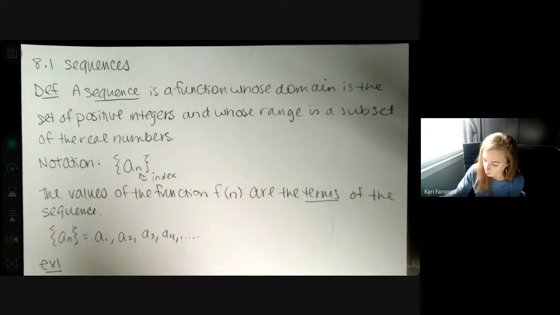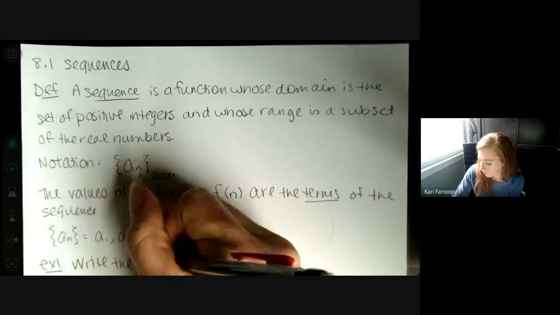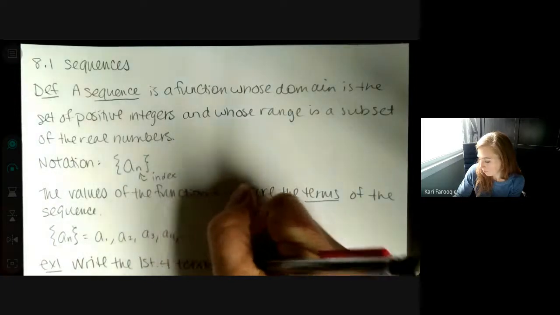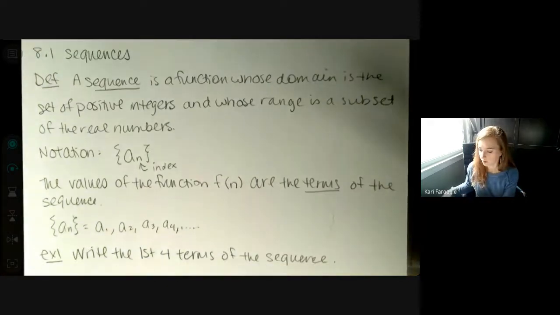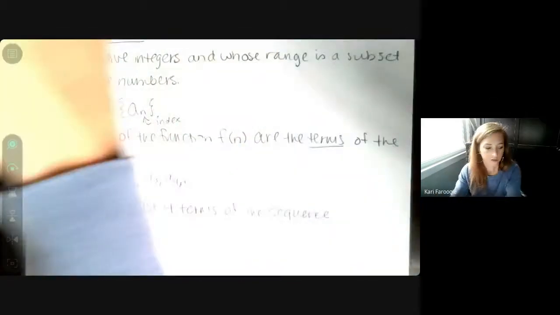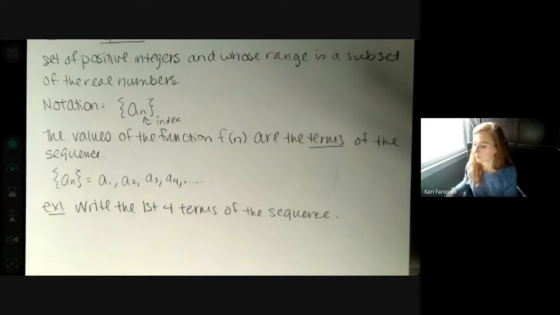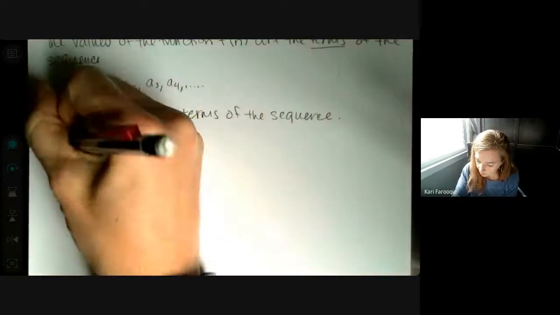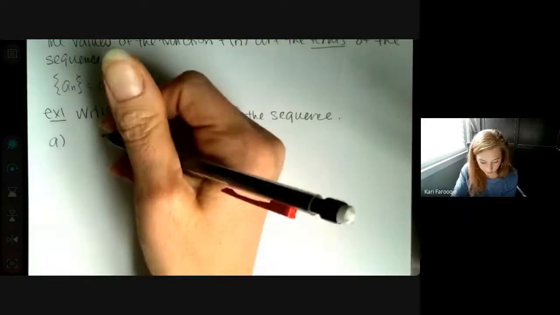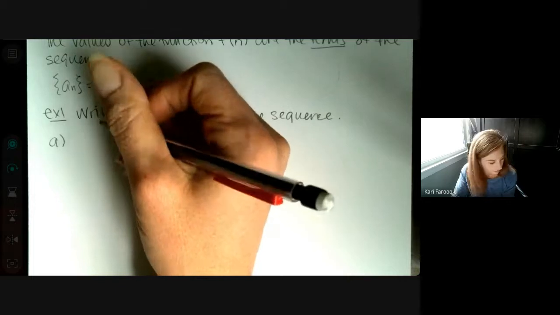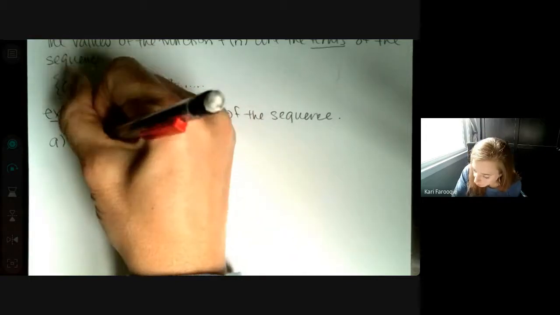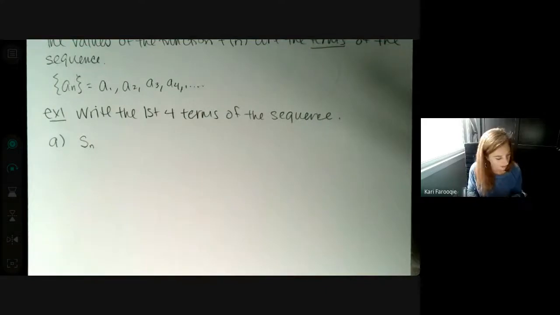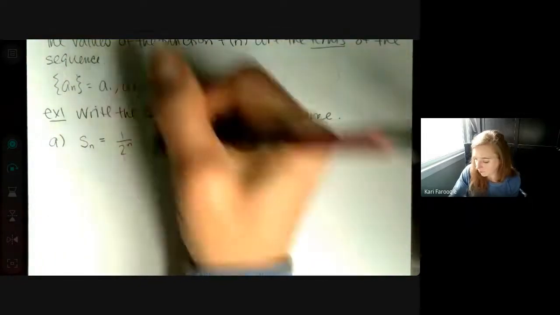Example 1, write the first 4 terms of the sequence. Oops, I'm running out of space here. Okay, so like I said, this should be easy points right here. So let's say that we're looking at a sequence, and I'll give you this written as, let's see, I'm going to match your book notation. They're writing this as s sub n and not a sub n, which is fine. It does not matter. Just want to match what they do. So our sequence is going to be 1 over 2 to the nth.